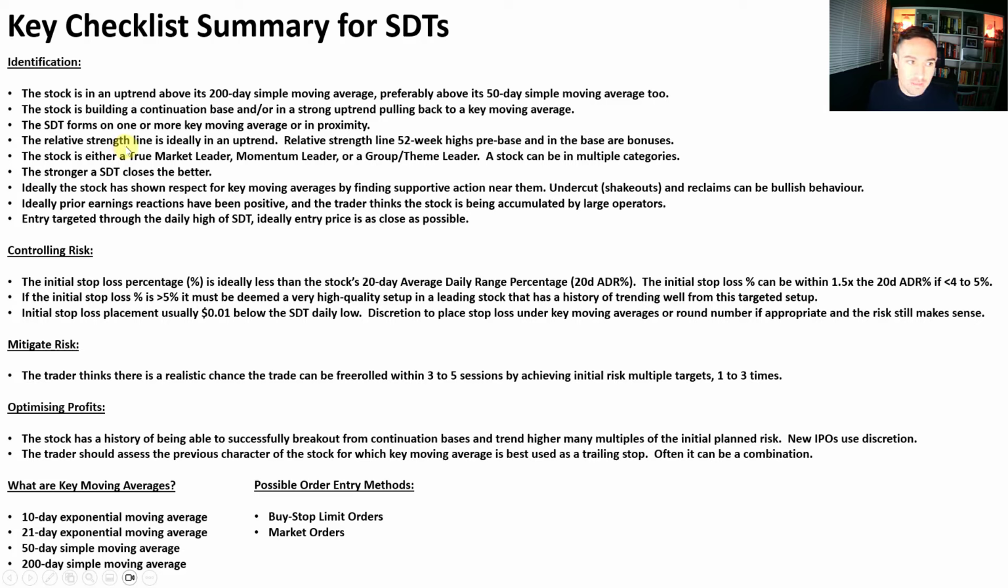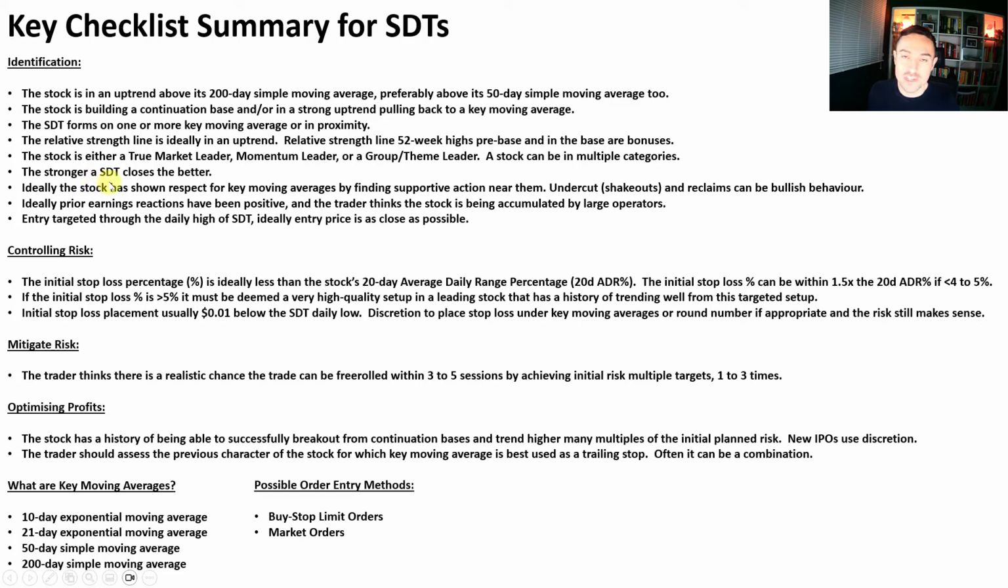The relative strength line is ideally in an uptrend. Don't worry, I'll explain the relative strength line when we're on the charts. The relative strength line hitting 52-week highs, pre-base and in the base, are bonuses. The stock is either a true market leader, a momentum leader, or a group theme leader. We'll talk about that as we are looking at the stocks. A stock can be in multiple categories.